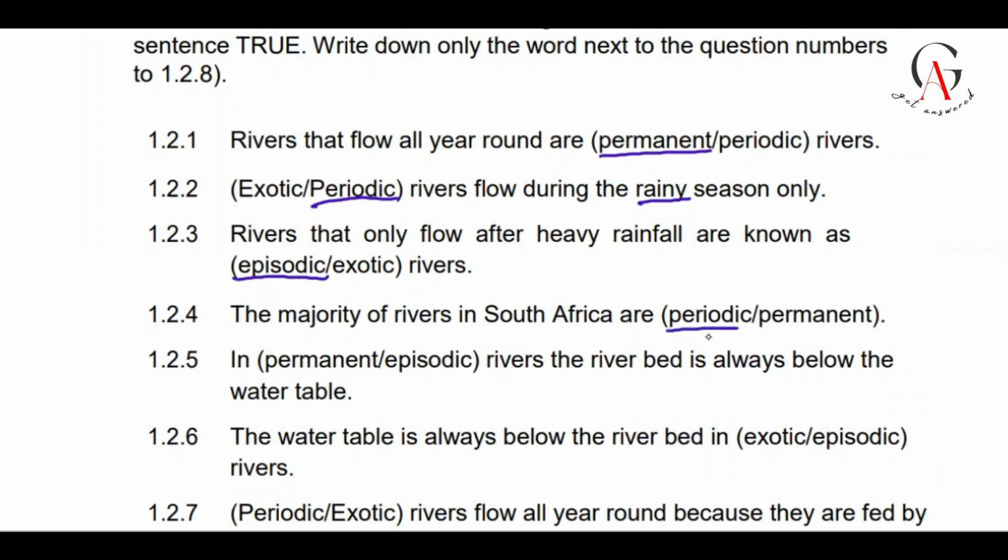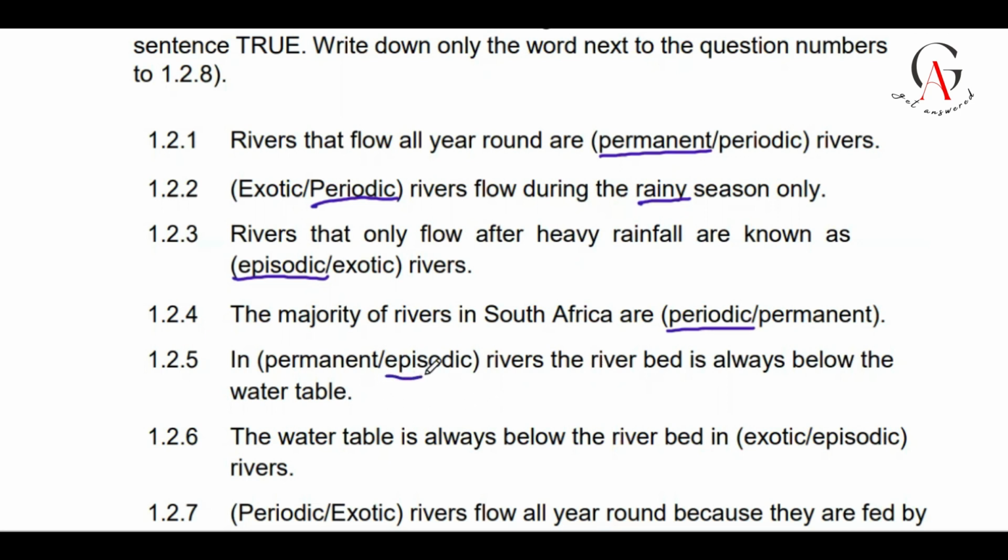This is being evidenced whereby the amount of rainfall is less, and as well South Africa is a water scarce country, meaning they've got fewer permanent rivers. Most of them are periodic rivers. That is why during times of drought there is scarcity of water. So it is the reason why we say that the majority of the rivers in South Africa are periodic rivers. Number 5, in permanent stroke episodic rivers, the riverbed is always below the water table.